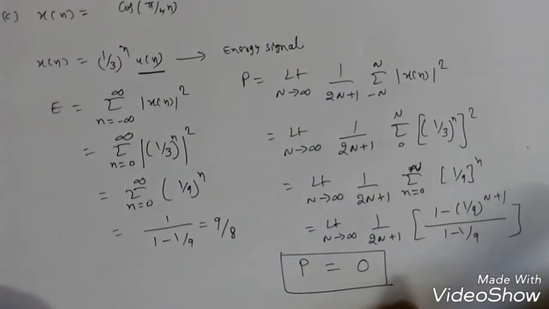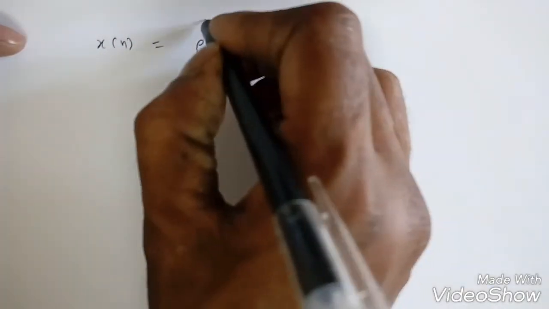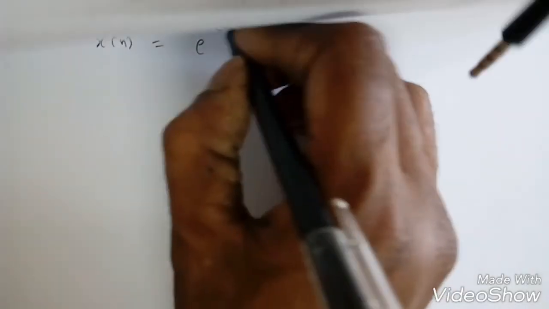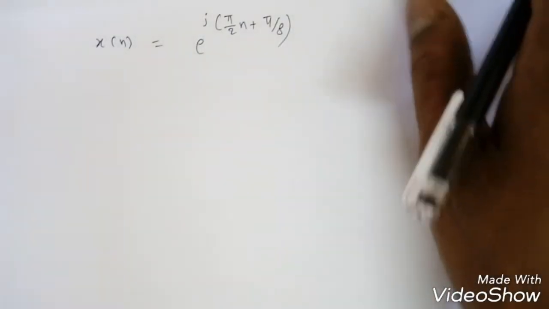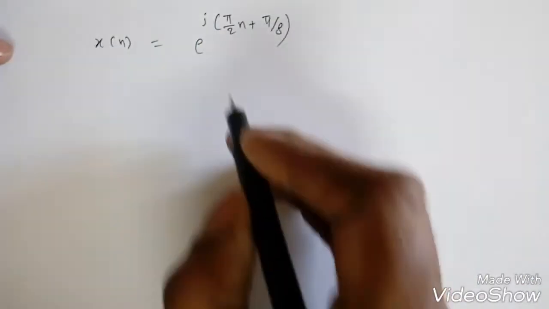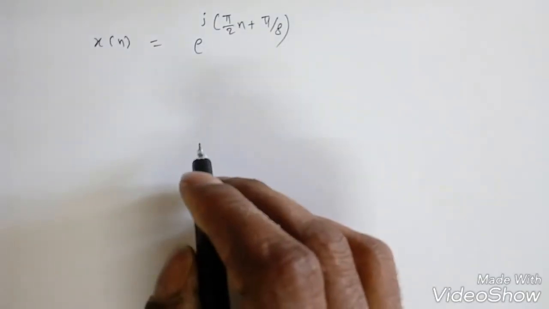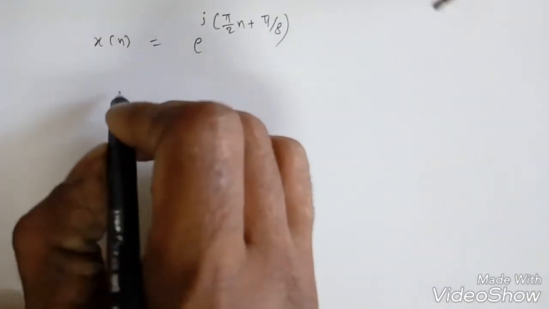Right? Next we will see the second one, B, that is x of n is equal to e power j pi by 2 n plus pi by 8. Is it an energy or power signal? The moment we see e power j into omega something, it should come to your mind that it is a power signal. So anyway, we will find the energy and power.